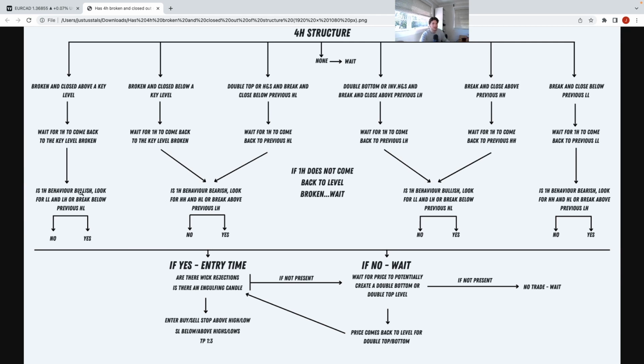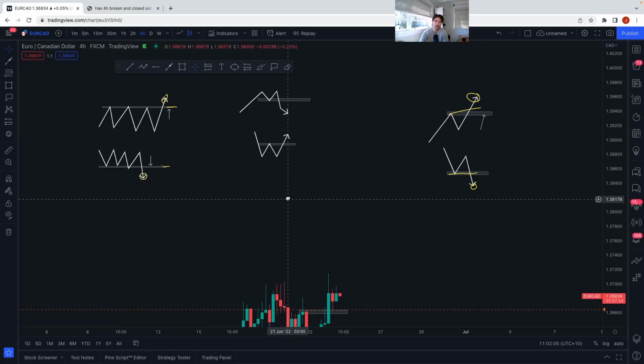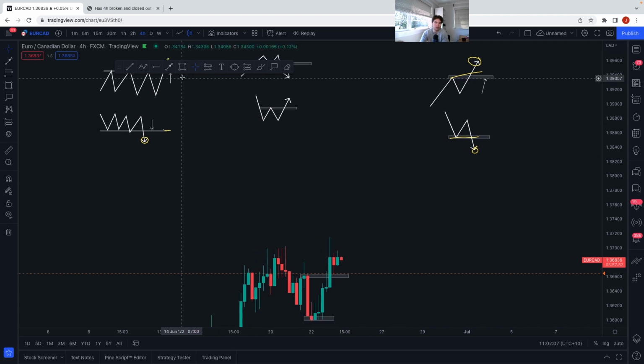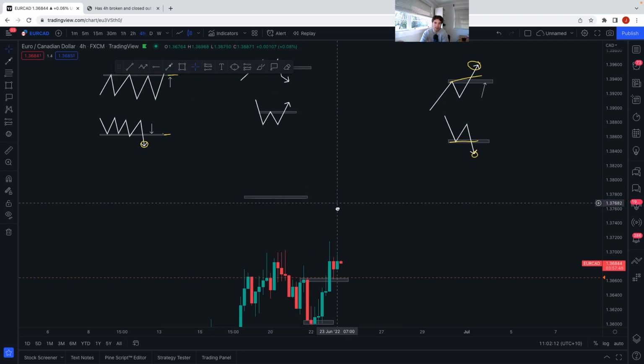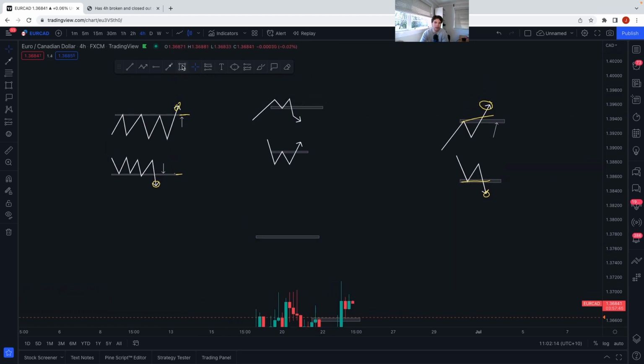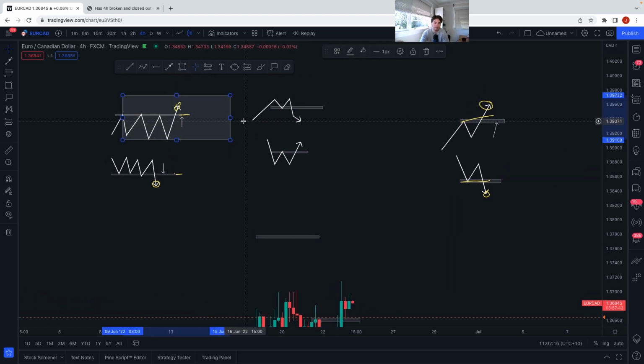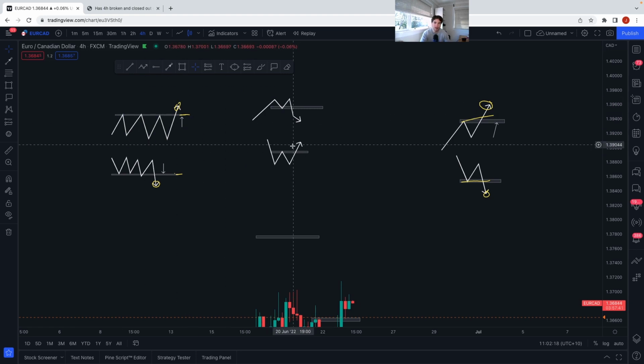Okay, so let's break this down. I'll first start with the bullish and then we'll move to the bearish. So is 1H behavior bullish? Look for lower low and lower high or break below a previous higher low. Okay, so I'm going to ignore these 3 setups and I'm just going to focus on whether we had a bullish structure or a bearish structure. So I'm going to be focusing on this one, this reversal setup, bullish reversal, or this bullish continuation.